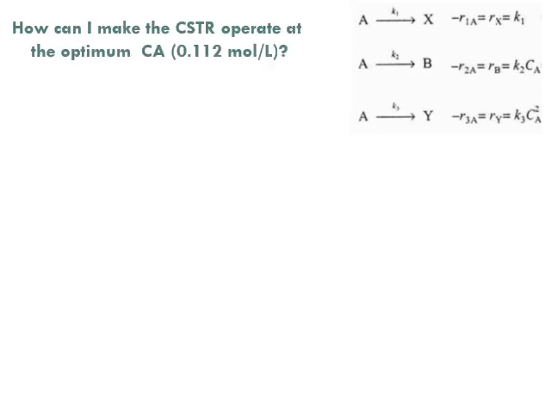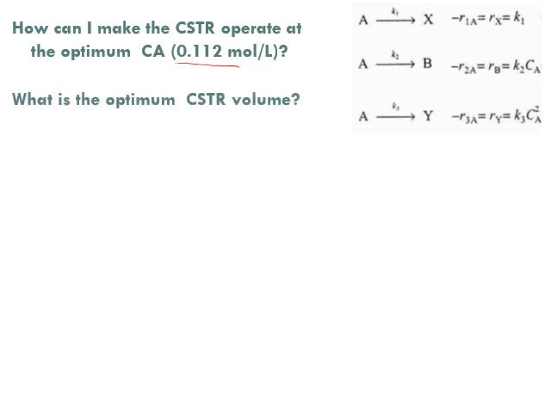Right. So how can I make the CSTR operate at the optimum CA? Any idea? Well, I design it in such a way that it will operate at this optimum concentration. How? By varying the volume, because if the volume was too large, the concentration will be much smaller than this, maybe around 0. If the volume was too small, the concentration will be close to the entering concentration, which is around 0.4 molar, right? So I design it.